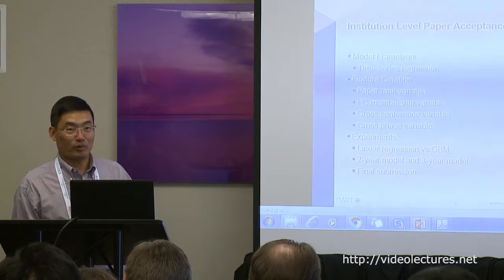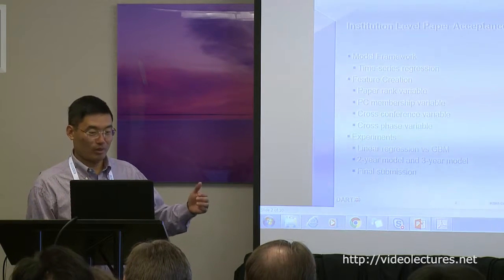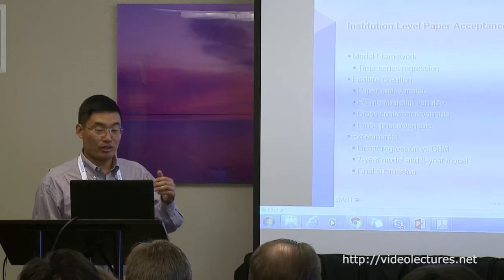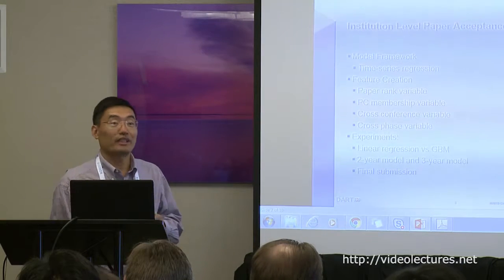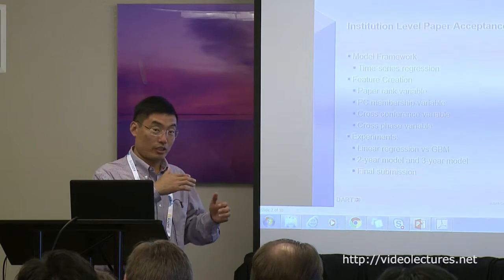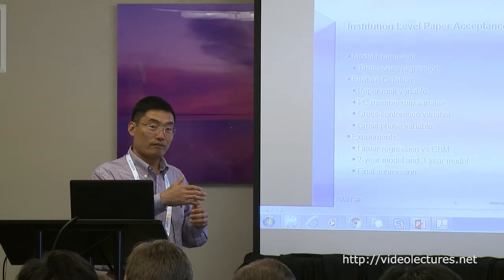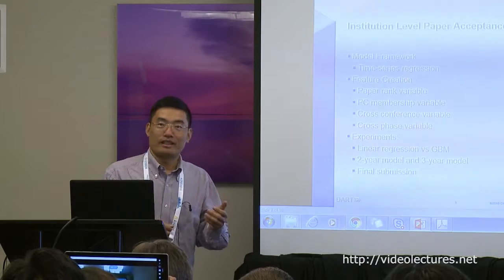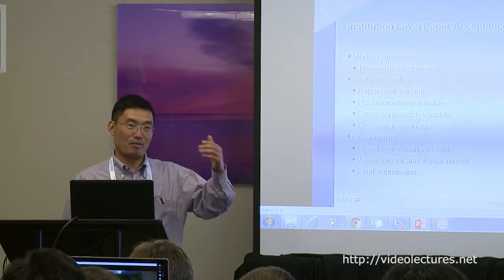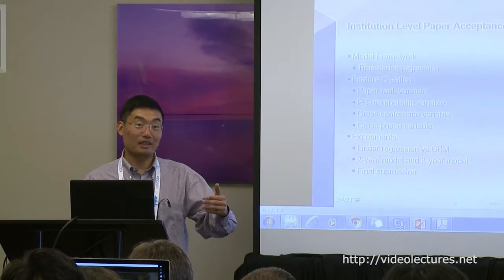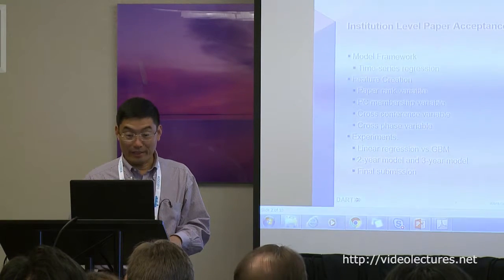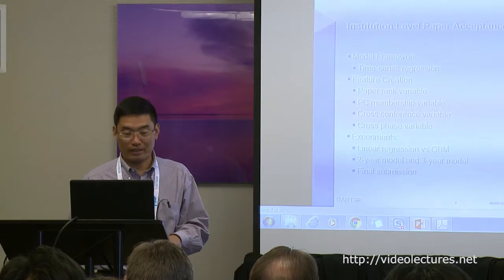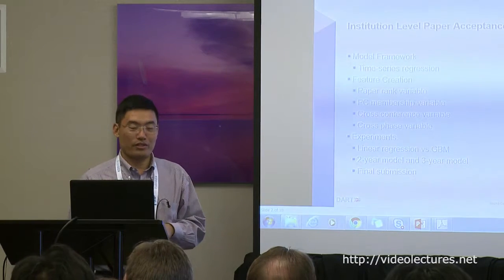First of all, the model framework is we convert this task into a time series regression problem. We directly predict the institution level number of papers accepted each year. So if you predict the number of accepted papers right, then your NDCG definitely will be high. Then in the feature creation part, we created 4 groups of features.